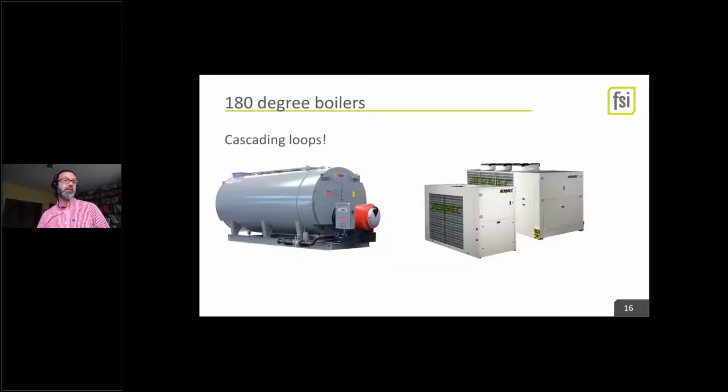Going to something more difficult, 180-degree boilers, which was kind of where most older buildings run. If they don't have condensing boilers, they're probably running a 180-degree hot water loop around the building. There aren't heat pumps that can just go from ambient air to 180-degree water. They don't exist. So what you have to do is what's called a cascading loop.